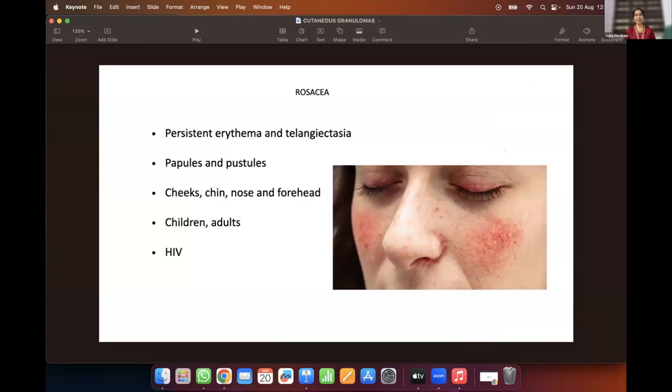Okay, coming to the next condition, that is rosacea. Patient presents with persistent erythema and telangiectasia. They can present with papules, pustules, dilated blood vessels. It's usually seen in the cheeks, the chin, the nose, and the forehead. Can be seen in children and adults, and also in association with HIV. It's usually because of a hyperactive immune system.